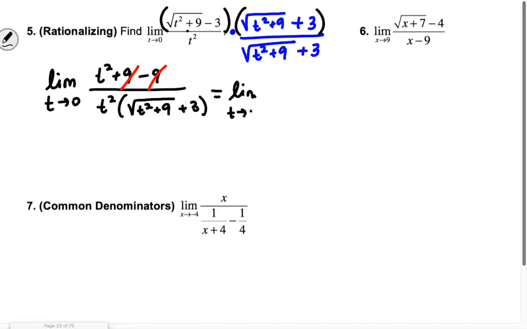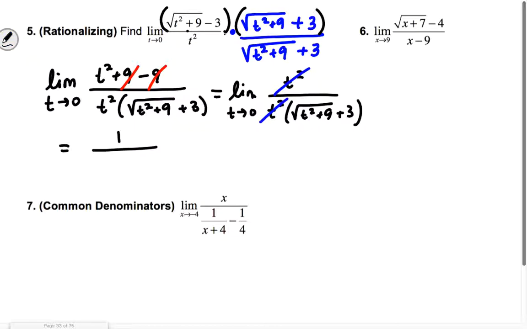So sometimes I do all this canceling in one step, but for the sake of your notes, I'll write it out. So what's happening now? T squared. What's left on the top? A 1. So we get 1 over, and are we able to plug in 0 now? Yeah, we have the square root of 9 plus 3, which is 1 over 3 plus 3. So 1/6 is our answer. So once you're able to plug in, you don't have to write limit anymore. Does that make sense?